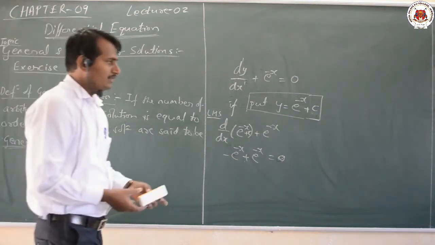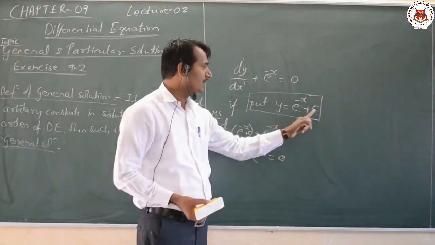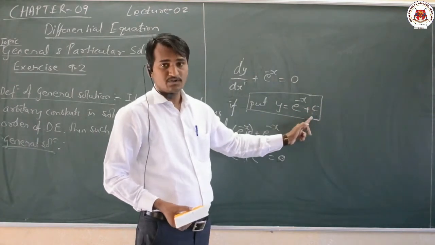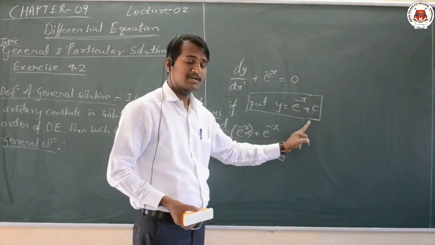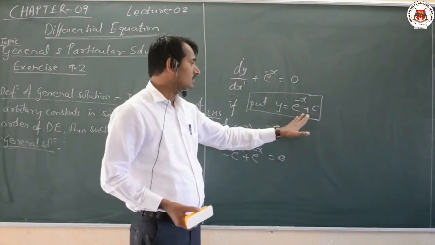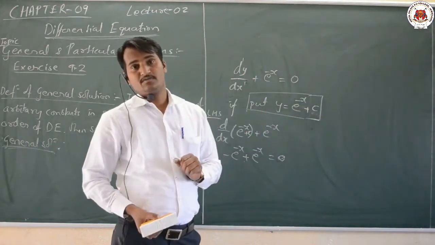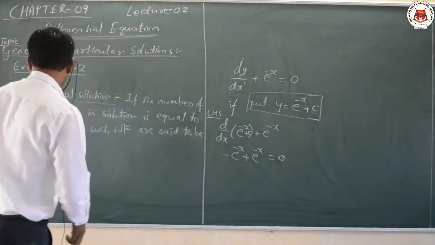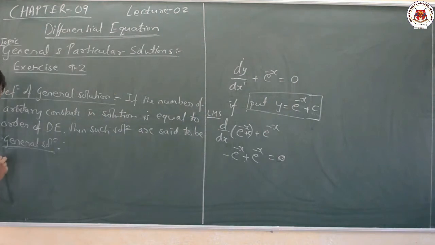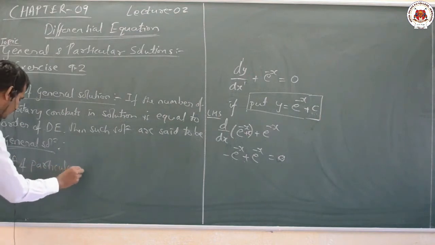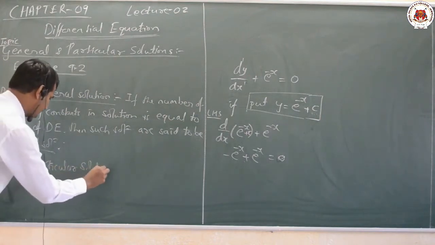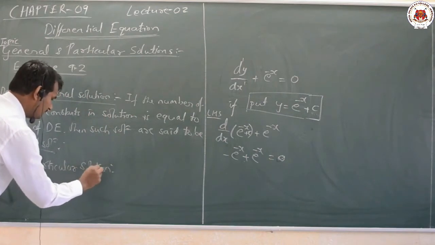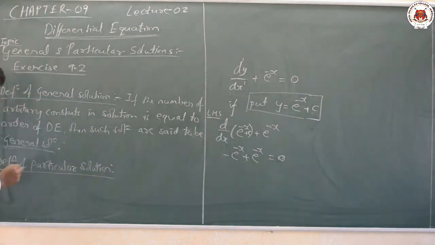Now here, if you are able to find this particular constant value, then such solutions are said to be particular solutions. That is the definition of the particular solution.